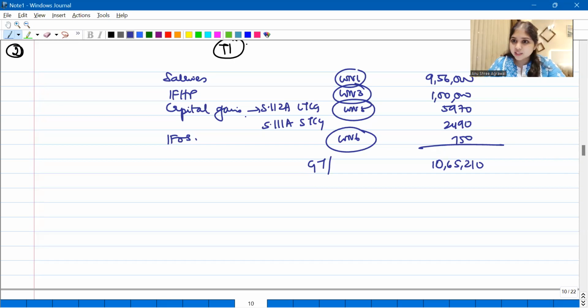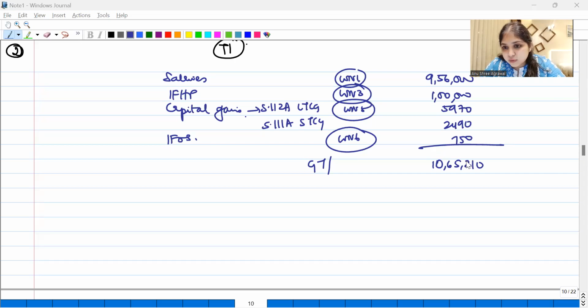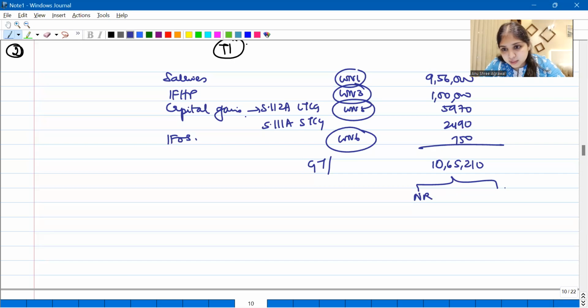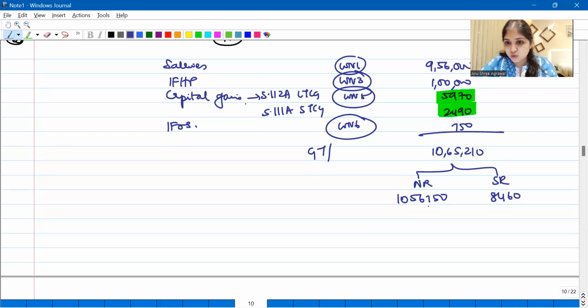Guys, I have chapter 6A. Can I straight away subtract chapter 6A? No, before I subtract chapter 6A, I will always remember to split my income into normal rate income and special rate income. Do I have special rate incomes? Yes. 112A LTCG is also special rate income. 111A STCG is also special rate income. So what is my total special rate income, everybody? 8,460 total special rate income. And what is my normal rate income? The balance of 10,56,750. This is my balance normal rate income.